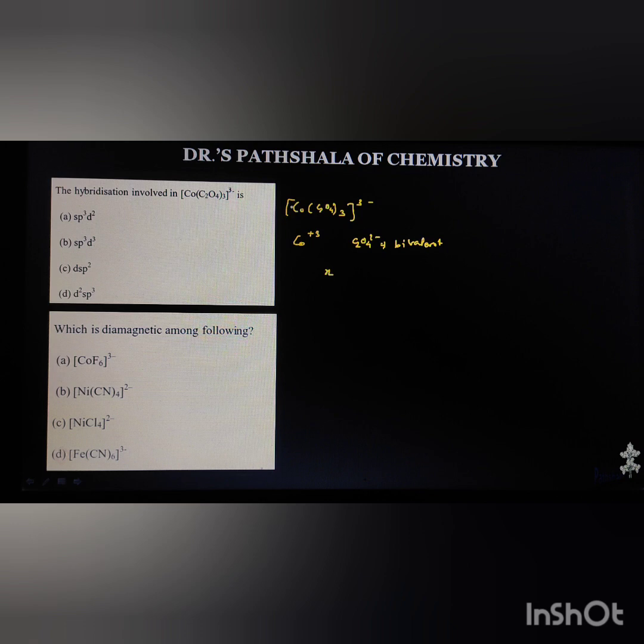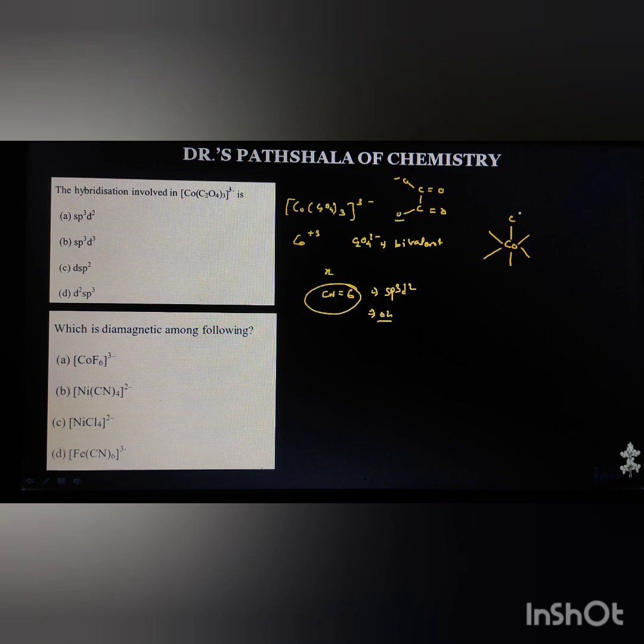In this case the coordination number of cobalt is 6, and the hybridization is sp3d2, that is octahedral. If we draw the structure of this compound, we can see oxalate. The structure of oxalate is C double bond O, this is C double bond O, O minus, and this is O minus. This is oxalate.